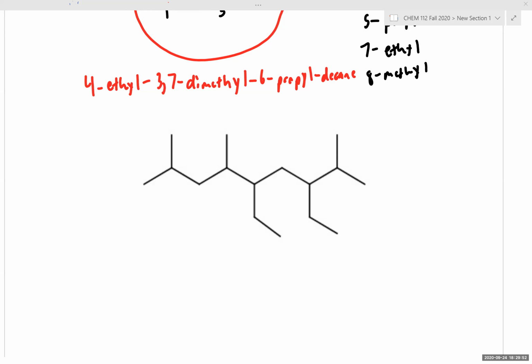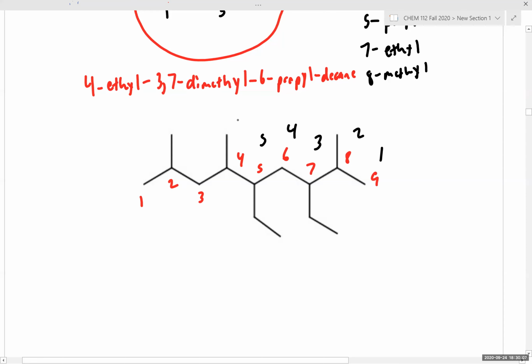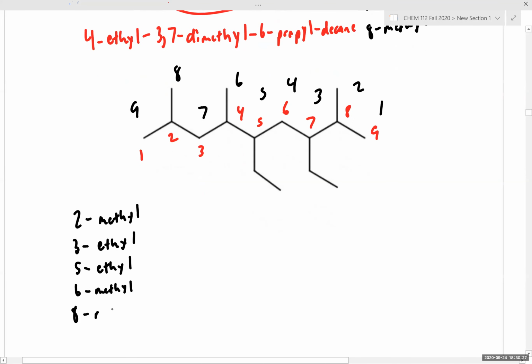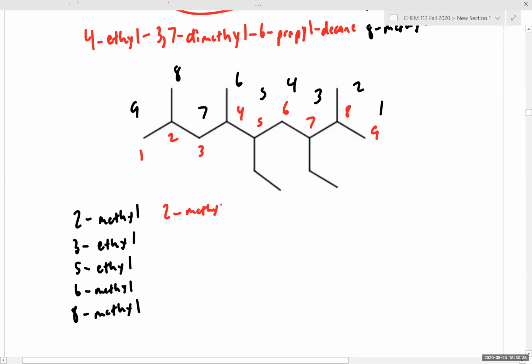So now let's discuss. We can find our longest chain pretty easily in this case because the longest chain is not particularly contested. If we number from left to right, we get a 9-carbon chain. Okay, so in the dark ink, we have a methyl at the 2 position, an ethyl at the 3 position, an ethyl at the 5 position, a methyl at the 6 position, and a methyl at the 8 position. Now in red, we have a methyl at the 2 position, a methyl at the 4 position, an ethyl at the 5, an ethyl at the 7, and a methyl at the 8.